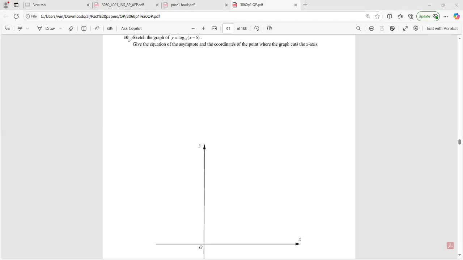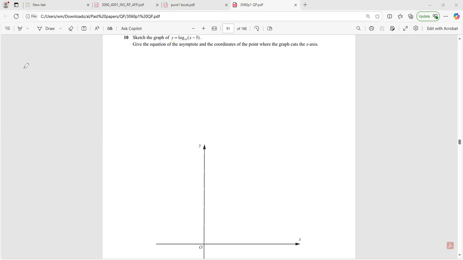Okay, question number 10. Here he asks you to sketch. And for a sketch, you have to give the y-intercept or the x-intercept or both. Sometimes you don't have an x-intercept, sometimes you don't have a y-intercept. But you have to put y as 0, then x as 0, and that gives you the sketch. And of course, if there is a turning point in the curve. Here we have y equals log 10 of x minus 5.